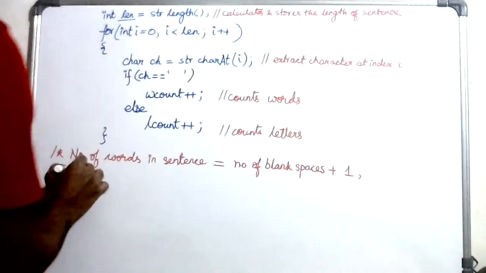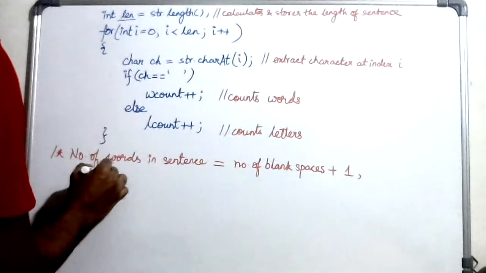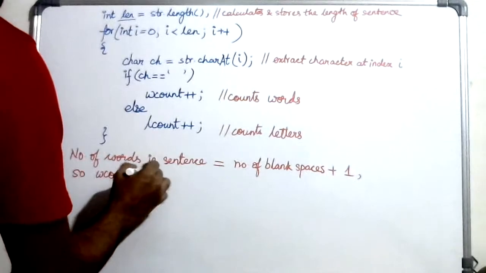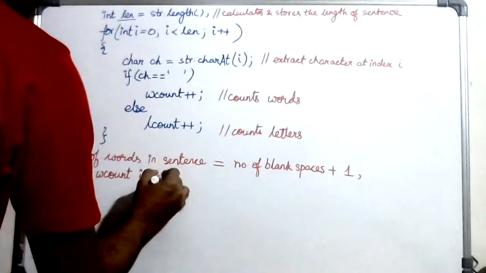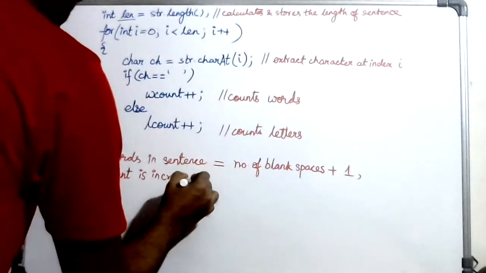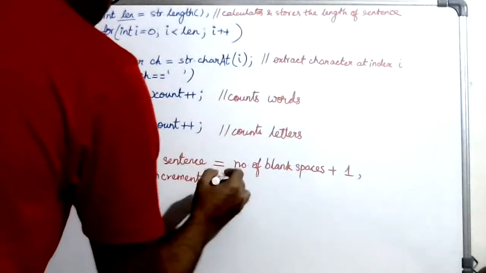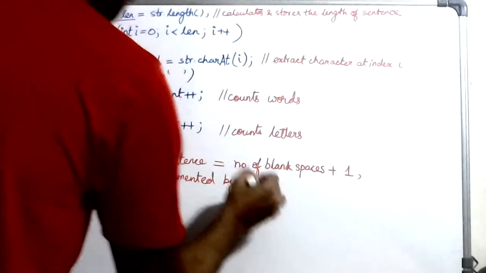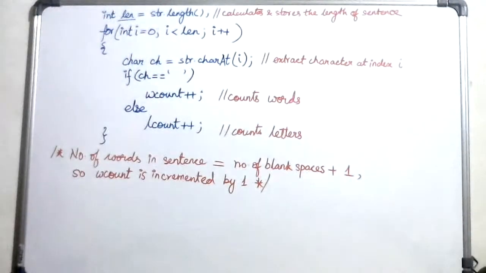So W count is incremented by 1. So this is a multi-line comment.